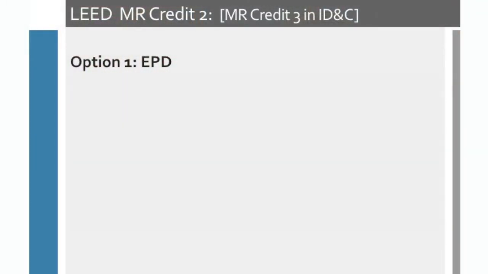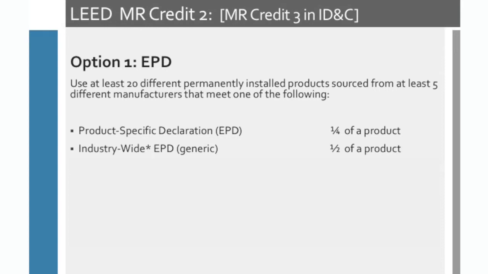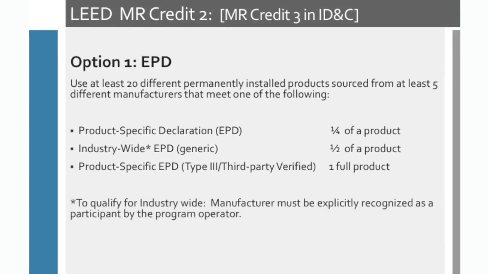So for the LEED Materials and Resources credit, option 1 for building disclosure is to use at least 20 different permanently installed products sourced from at least 5 manufacturers to meet one of the following: to either have a specific life cycle assessment, have an industry environmental product declaration, or have a product-specific environmental product declaration. And each one of those has successively more value, starting with a quarter of a product all the way up to one full product. It's specifically for the industry environmental product declaration. The manufacturer must be explicitly recognized as being a participant by the program operator.